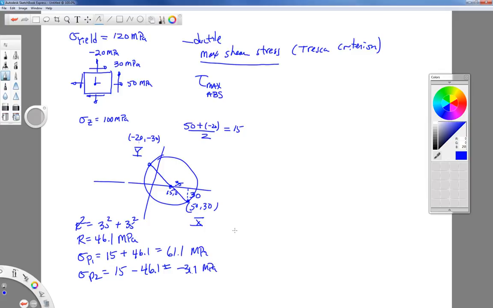Now we have to be careful because we did find r, which is the radius in the xy plane, but we need the absolute maximum shearing stress. So I need to plot one more point, sigma P3, 0, which is sigma z, 0. And in this case, it happens to be to the right of the circle. So this point would be 100, 0.